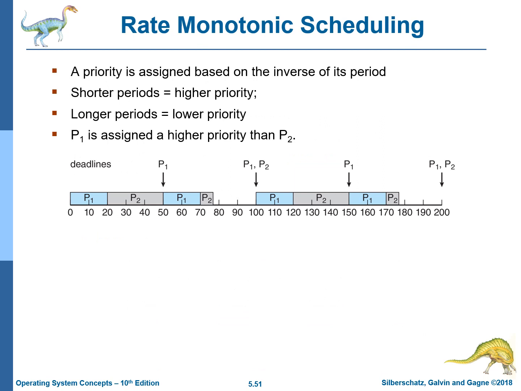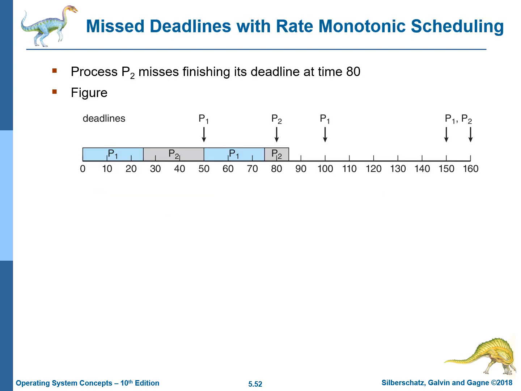Rate monotonic scheduling. A priority is assigned based on the inverse of its period. Shorter periods mean higher priority, longer periods mean lower priority, and process 1 is assigned a higher priority than process 2. Missed deadlines with rate monotonic scheduling. Process 2 misses finishing its deadline at time 80, as you can see in the figure below.